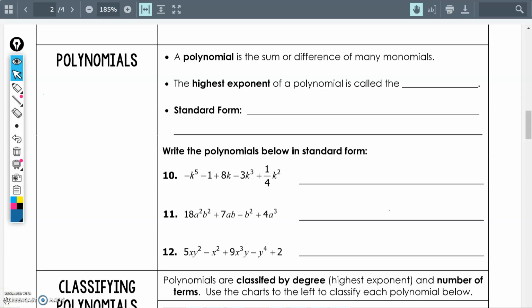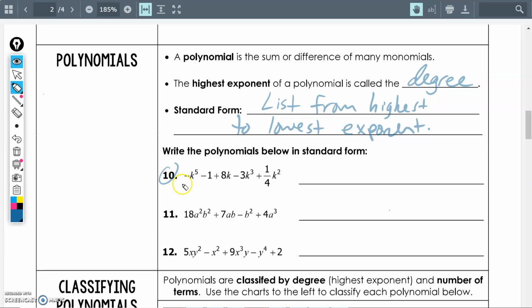About polynomials now. You can add and subtract polynomials, which we have done. The highest exponent in a polynomial is called the degree. And then standard form, you list from highest to lowest degree, or highest to lowest exponent.